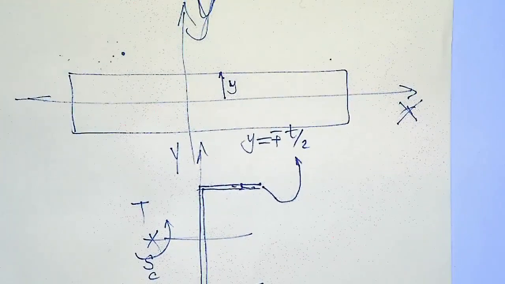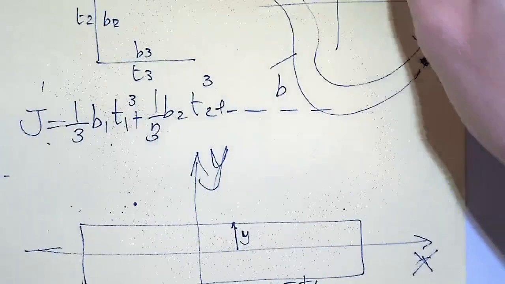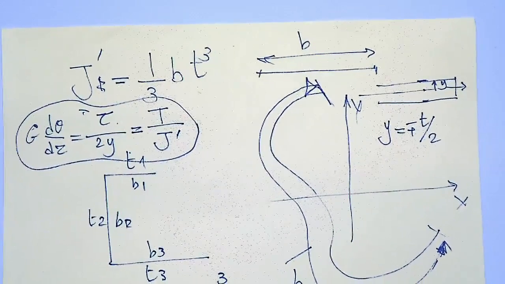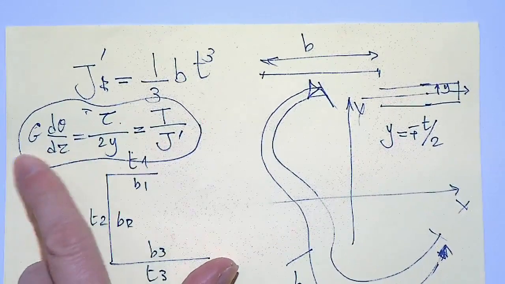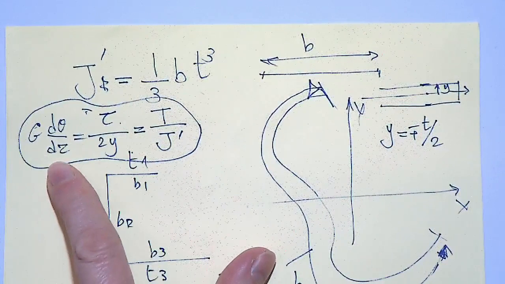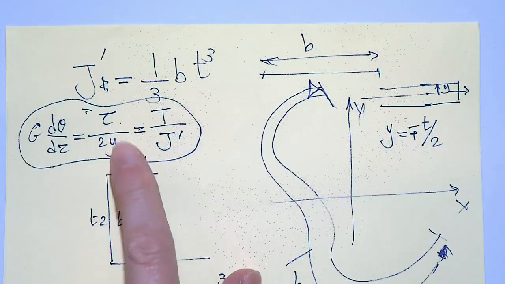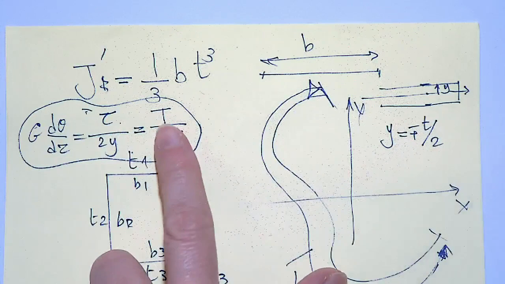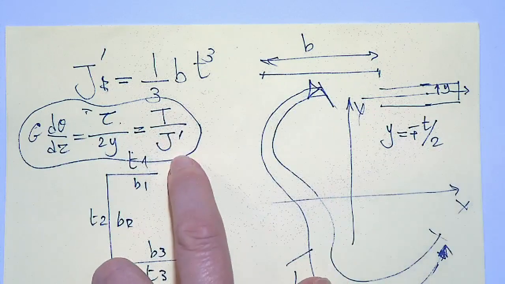Upper, here, or lower? Okay, I'll show you from the top. Are you happy with what I've got on here? You've got it in your notes. So this gives you the shear modulus, rate of twist, the shear stress, the distance from the mid-plane of the strip, torque applied, and torsion constant.